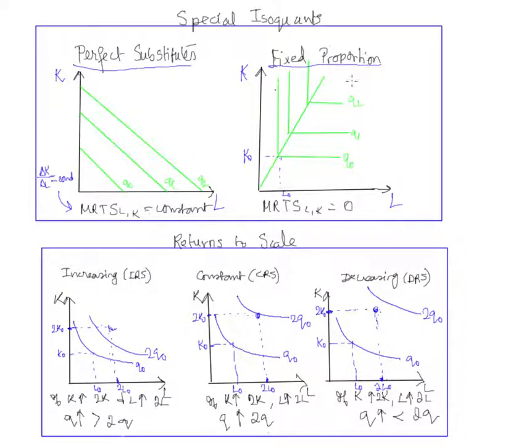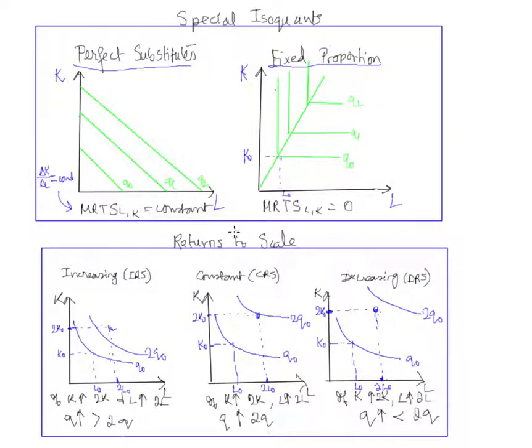An example would be mixed grain cereals, for instance, where raisins, let's say sunflower seeds, and oats are mixed in particular proportions, and they will always have to be mixed in that particular proportion, so they're not substitutable. So these are the two special types of isoquants.